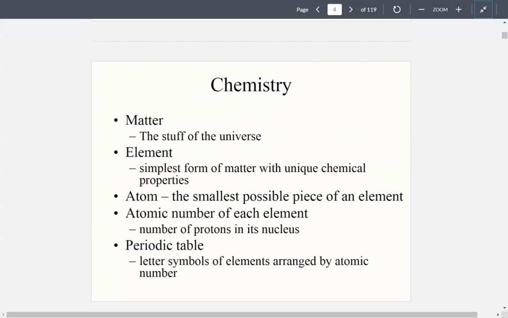Chemistry is going to be what makes up everything. So a couple of terms you do need to be familiar with. Matter. Matter is the stuff of the universe. Elements. Elements are the simplest form of matter, and every single one of them is going to have unique chemical properties. Those unique chemical properties are going to be based upon their number of electrons, protons, and neutrons. We'll talk about those in a second.